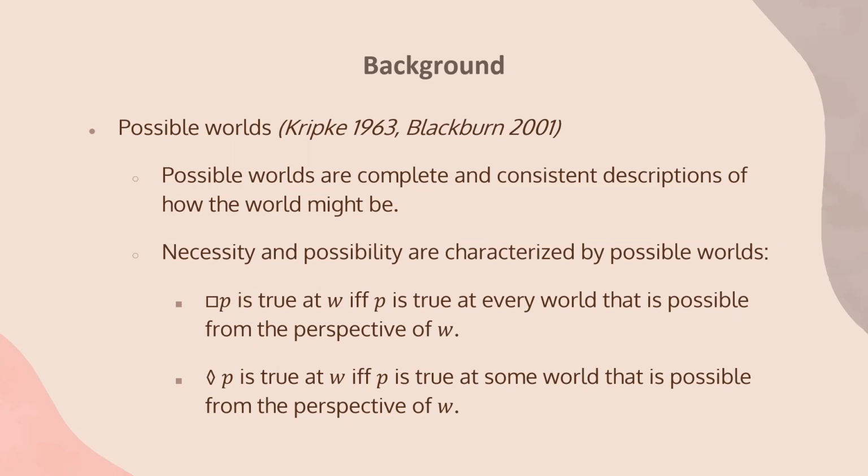So we have box P is true at some possible world W if and only if P is true at every world possible from the perspective of W. Standard language is that W can see these other worlds, or these other worlds are accessible from W. Possibly P, diamond P, is true at a world just in case P is true at some world that's possible from the perspective of W.